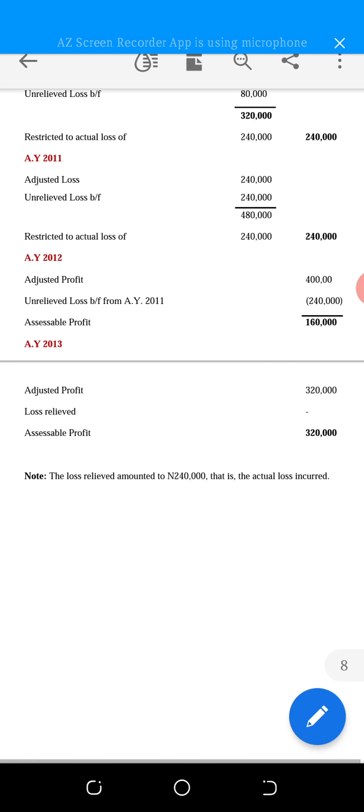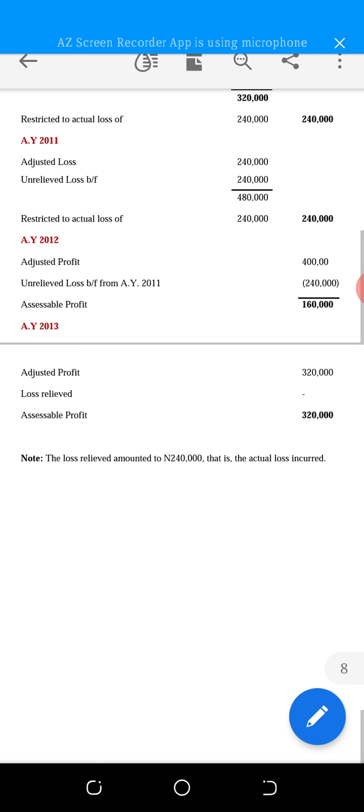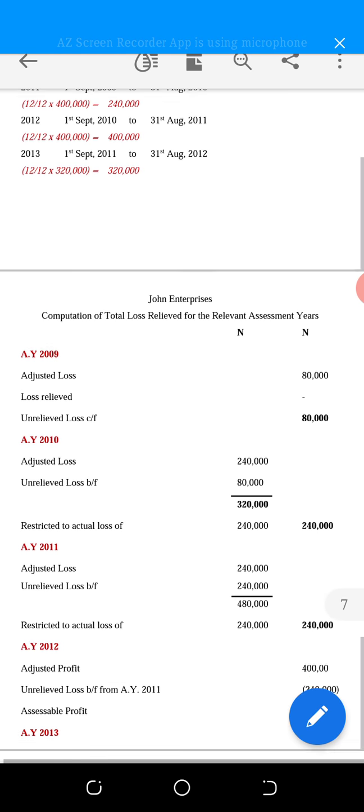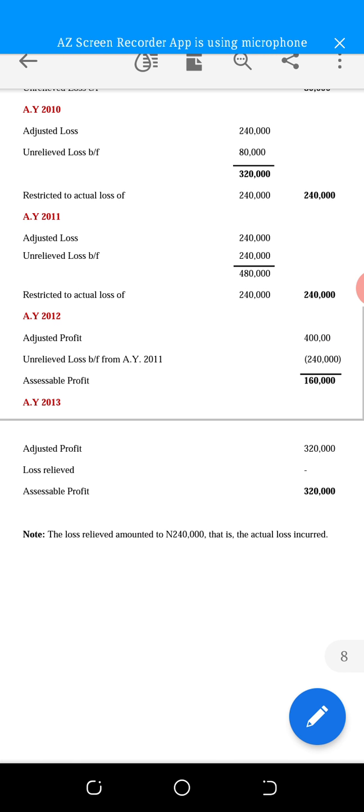Year 2012, sorry, we have adjusted profit of 400,000. Please, there's a mistake. This should be 400,000, because if you look at our calculation here, what we have there is 400,000. It's a typographical error. Then unrelieved loss brought forward from 2011.